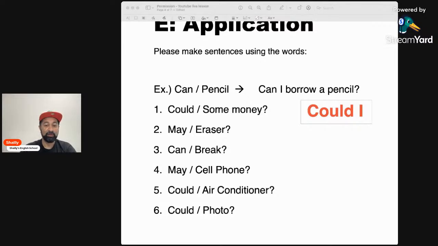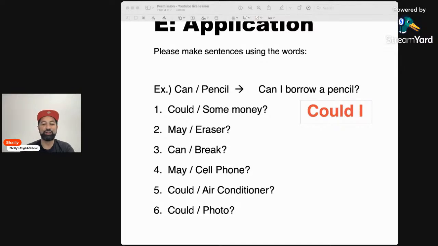Maybe you're at a cafe, you forgot your wallet. You're going to ask your friend. What will you ask your friend? Could I something some money? What is your permission question for this? And I know some of you are probably typing on your smartphone, so it's going to take time. So I will try to be patient.